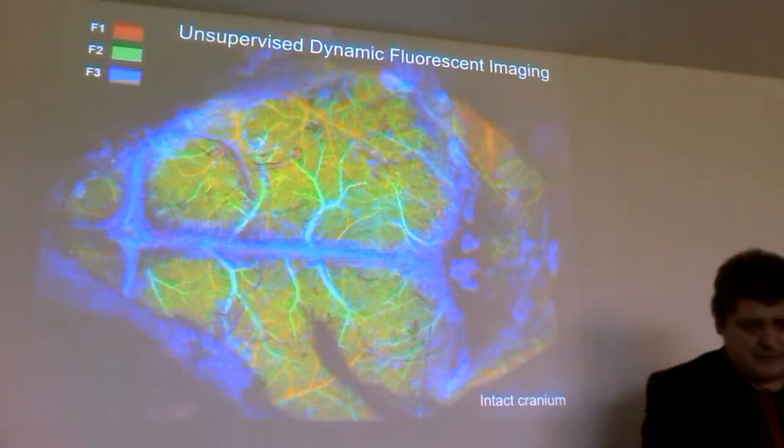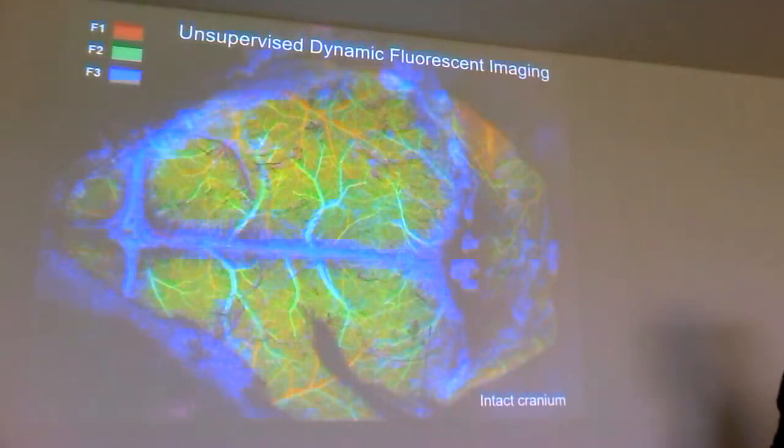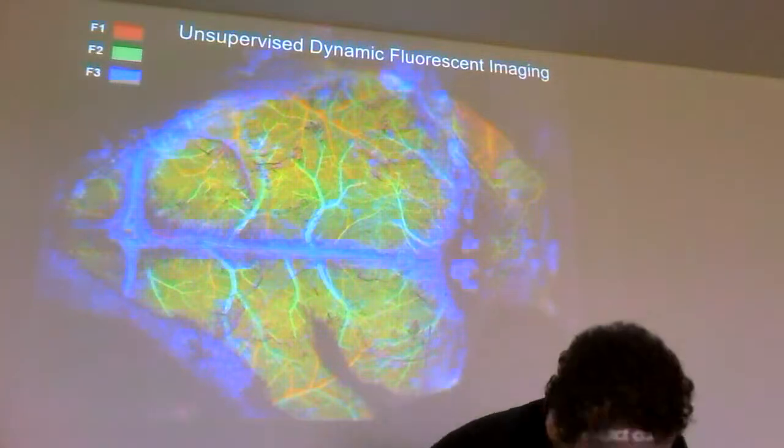Finally, we're able to produce this dynamic fluorescence imaging through the intact cranium, so we don't need to cut any skin or bones. It works mostly for small mice, but we're able to produce these clear pictures.